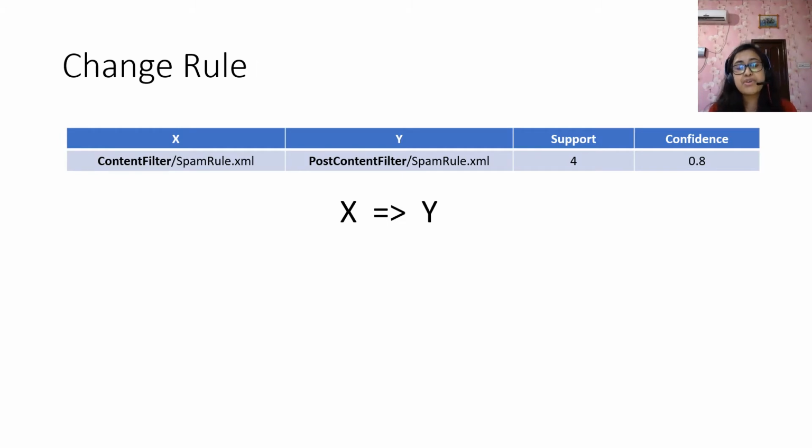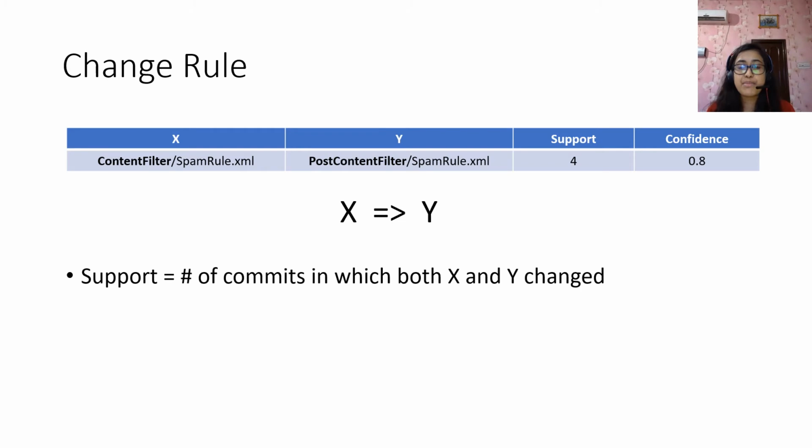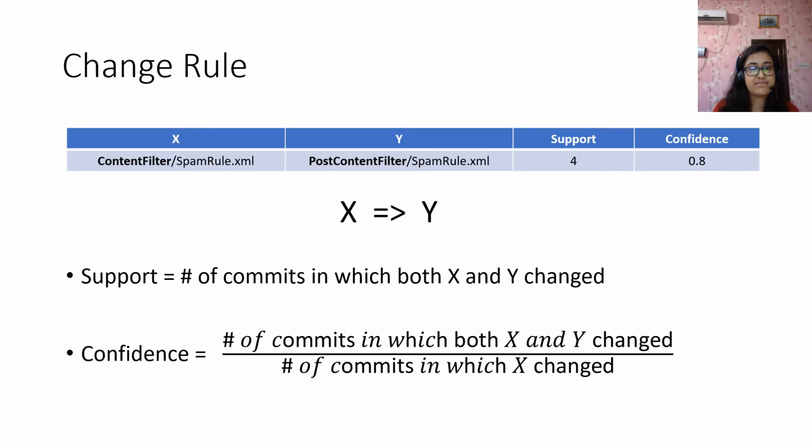This is how a typical rule looks. In this case, as you see, when file X was changed, which here is content filter spam, we expect a change to be made in file Y, which here is post content filter spam. Each rule has two additional hyperparameters called support and confidence. Support is the number of commits in which both file X and Y were changed together in the past. And a confidence value of 0.8 here means that out of 100 commits where file X was changed, in 80 commits, file Y was changed along with it.